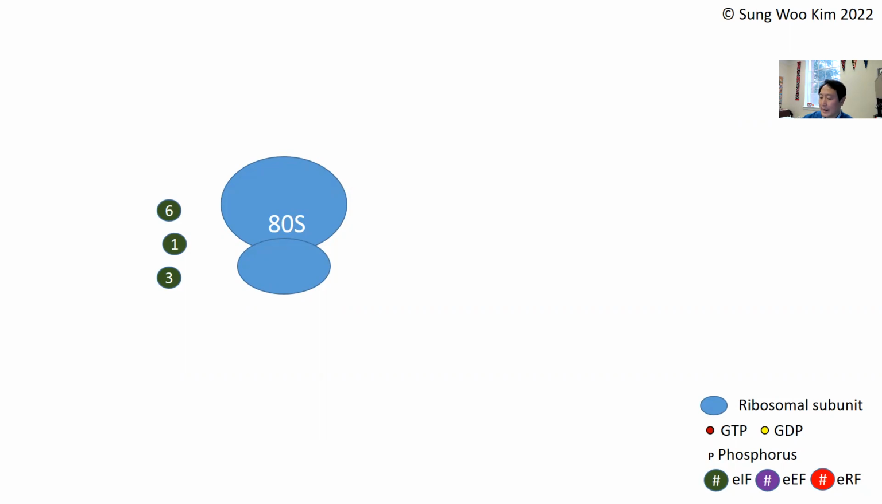And I have a legend on the right bottom part here. The blue will tell you those are the ribosome or ribosomal subunits. And this green circle with a number indicates eukaryotic initiation factors. Okay. Here we have initiation factor 1 and 3 and 6. Okay. Now we are ready to initiate the translation.